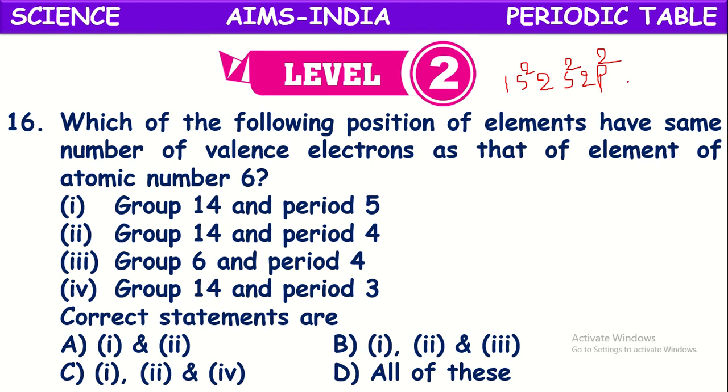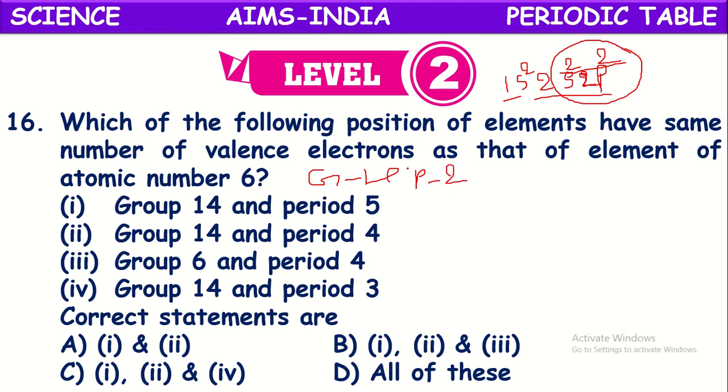Now let us try to predict its position, means its group and period in the periodic table. How to say the group number we told? Based upon the number of valence electrons. This element with atomic number 6 has totally 4 electrons in its outermost shell. So it belongs to group 4. And what is its period? Period number is given based upon the shell number, the maximum shell number in that configuration. If you see, it has 2 shells. So second shell is the highest shell. That gives its period number. So it belongs to second period.